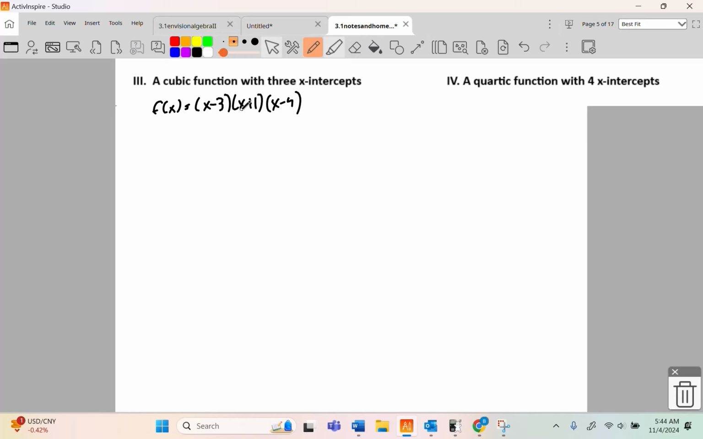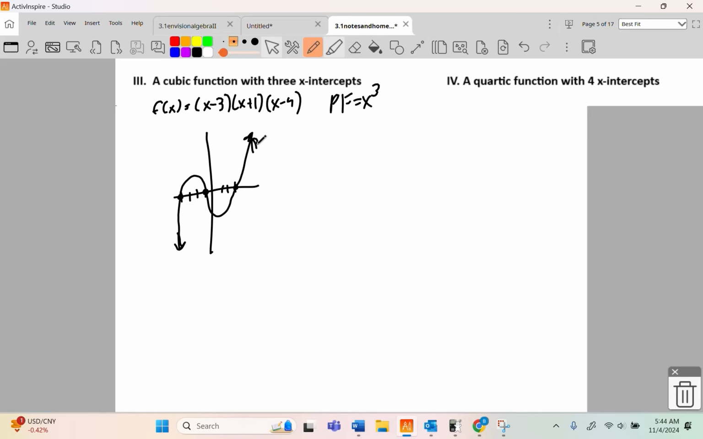We did a little near math, x times x times x. The power function is simply x cubed, which means we're going to start low and we're going to end high. We have an x-intercept at 3, we have an x-intercept at negative 1, and we have an x-intercept at negative 4. It's going to come in, it's going to cross, curve up, cross, curve down, and shoot up like that.